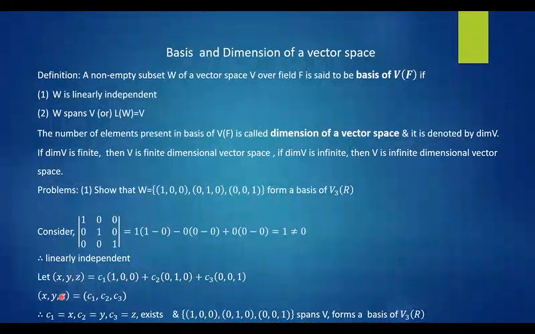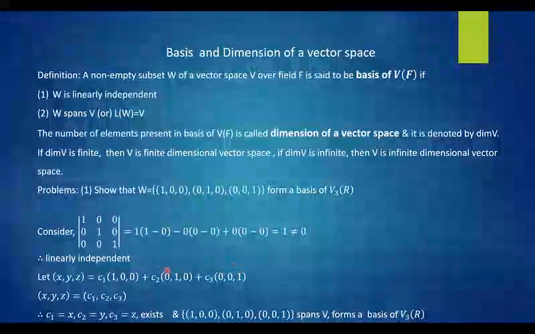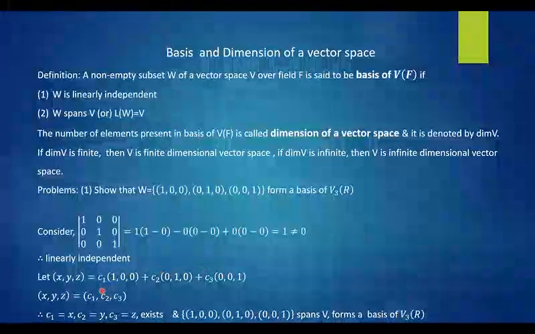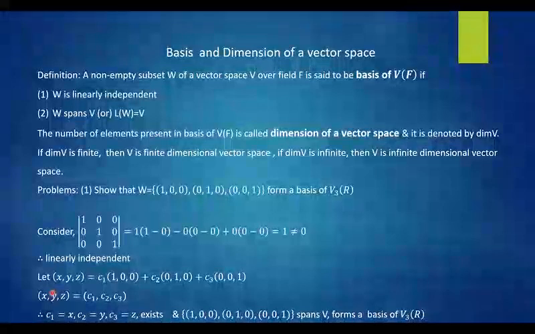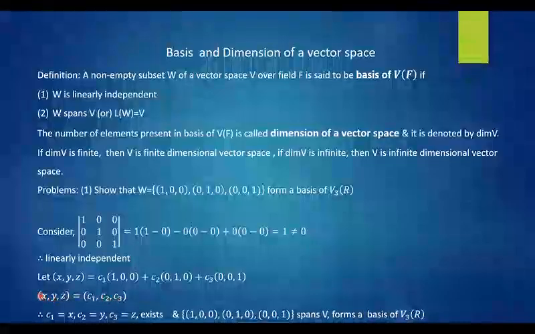Spans V means the given vectors are written in the form of a linear combination with C1, C2 and C3, and we are getting some other vector. Let some other vector, an ordered triplet, be x, y, z. Any vector can be obtained by the spanning vectors of these three. We are taking any vector x, y, z as a linear combination of the given three vectors. That means if we add these three, we are getting some other vector which is in triplet form. That is why we can say that it spans V.